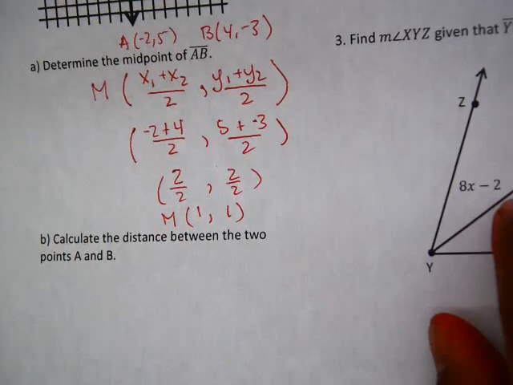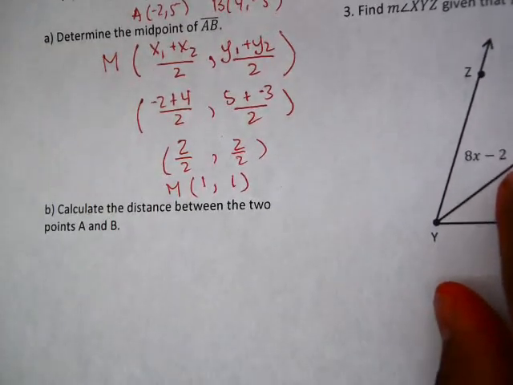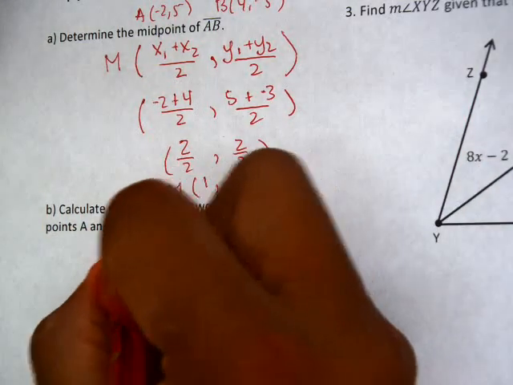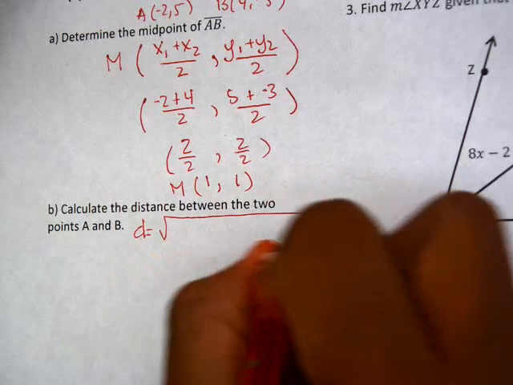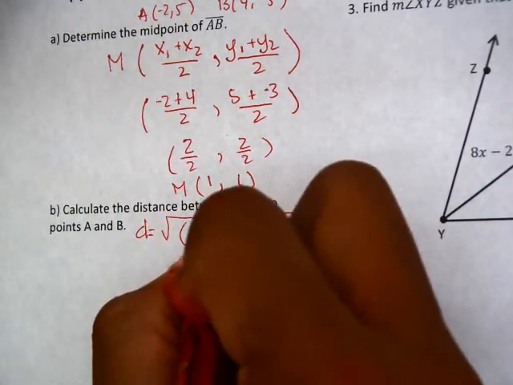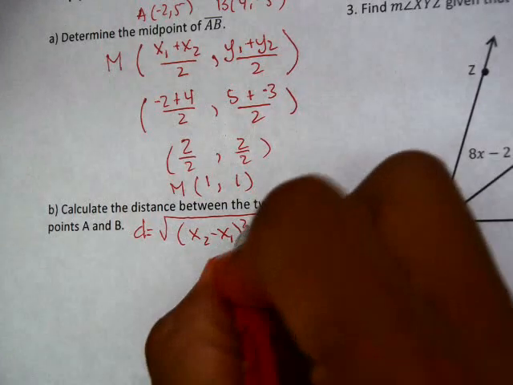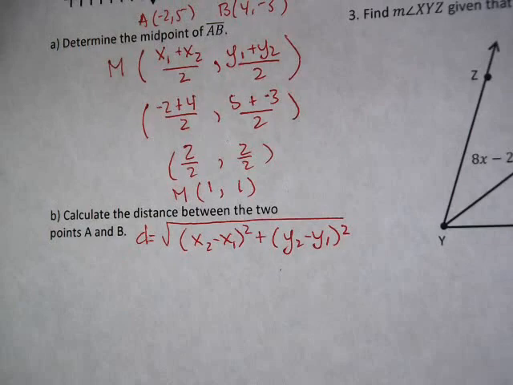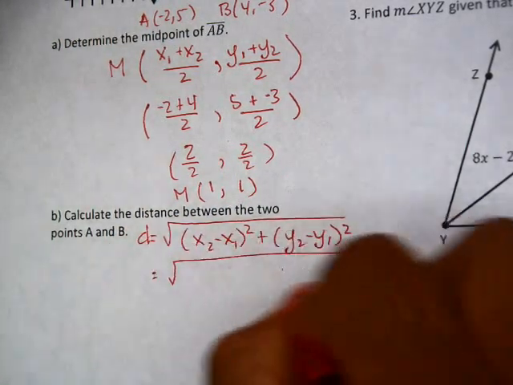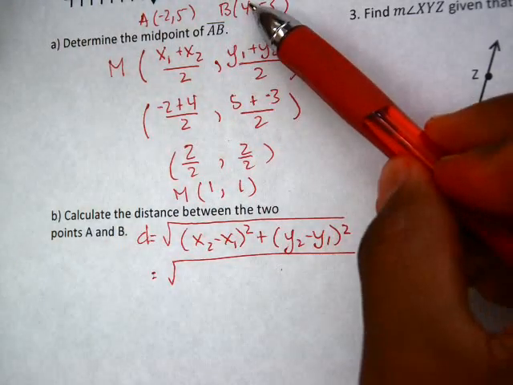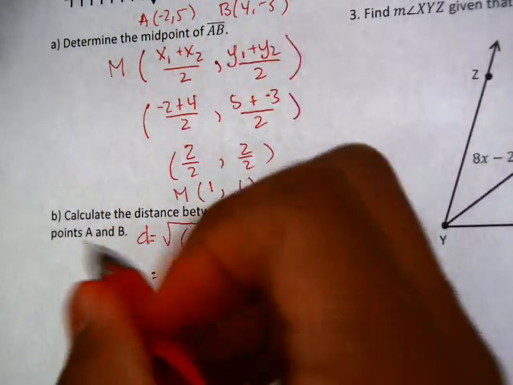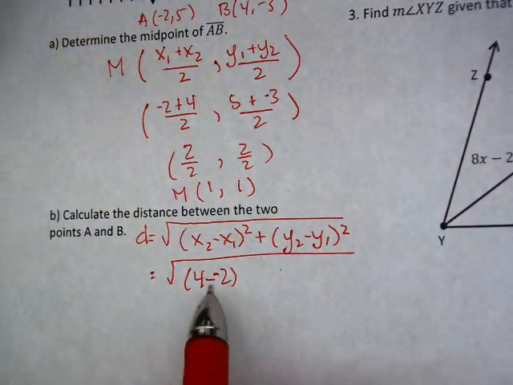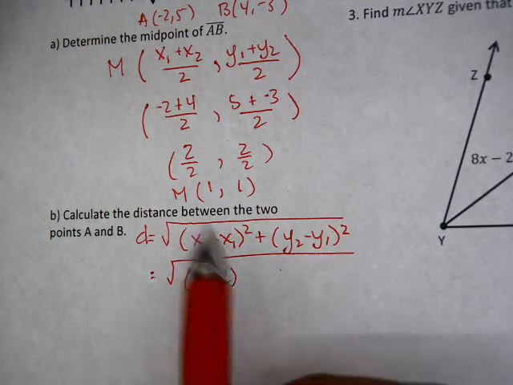In part B, I need to find the distance between the 2 points, A and B. So I need the distance formula. The distance formula is D equals, then there's a big old square root, x2 minus x1 squared, plus the quantity y2 minus y1 squared. Okay. So distance equals square root. x2 is my x's, so I subtract the x's, so it's 4 minus negative 2. Be careful about the negatives. This minus is from the equation, the negative is from the point.